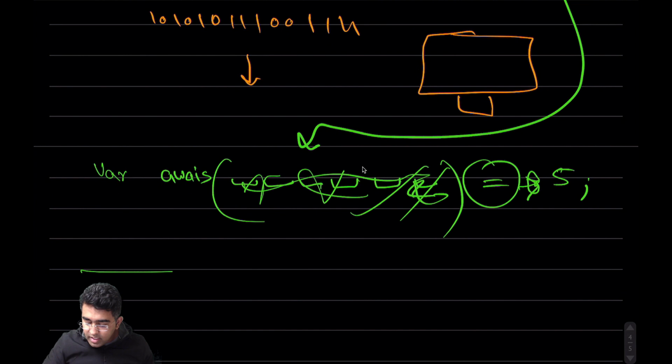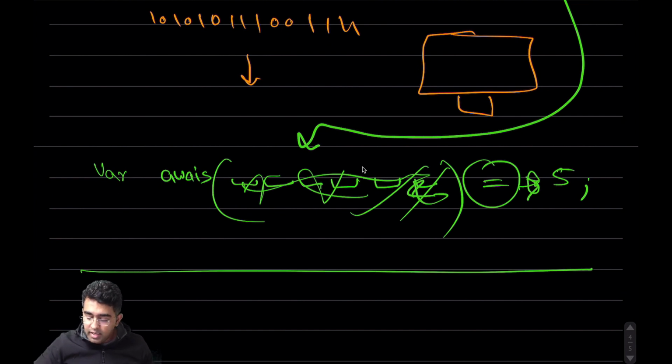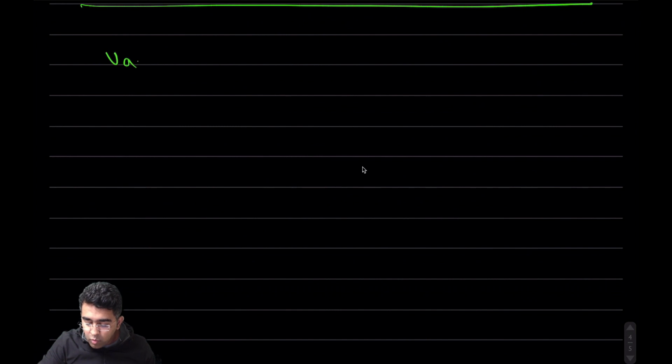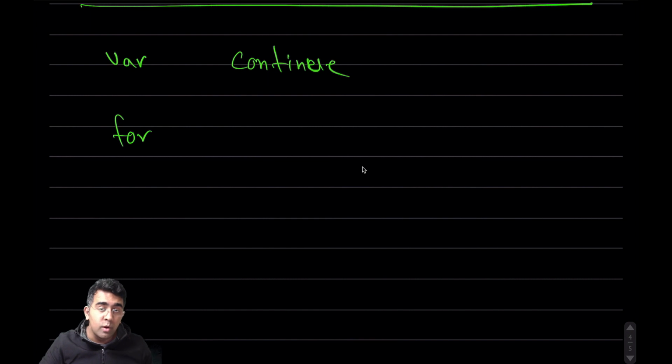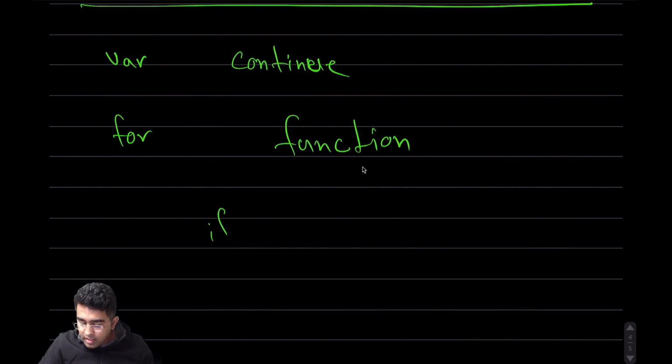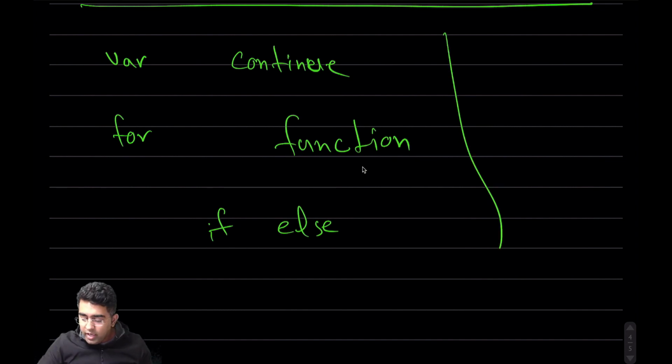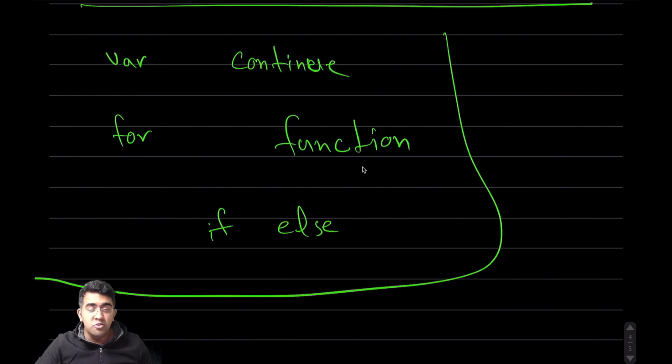So there are some reserved keywords in JavaScript. Let's go down. We have seen the keyword var. We have other keywords as well. For example, let me give you some examples of the keywords. We have a continue keyword. We have a for keyword used for loops. We'll talk about that. We have a function keyword. And then we have if and else keywords as well. There's a bunch of keywords available in JavaScript. Now we understand the statement in JavaScript.